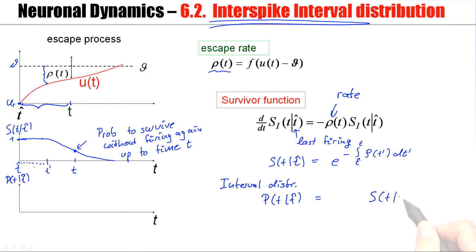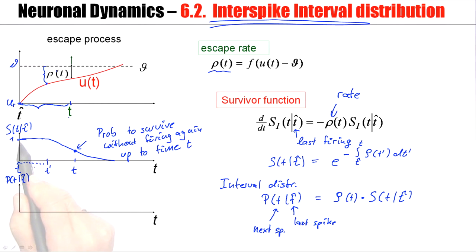The neuron has to survive from t hat to t without firing again. But then it actually has to fire at time t. Well, what's the rate that it fires at time t? Well, it's rho of t. So this is the probability density that given a last spike at t hat, the next spike would occur at time t. Well, it has first to survive from t hat to t, and then it has to fire.